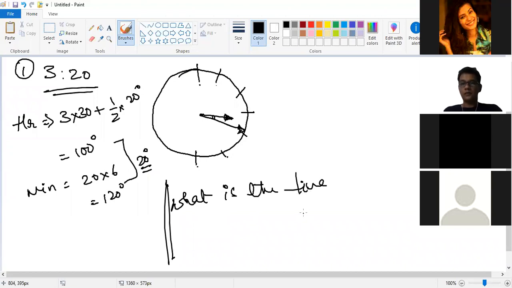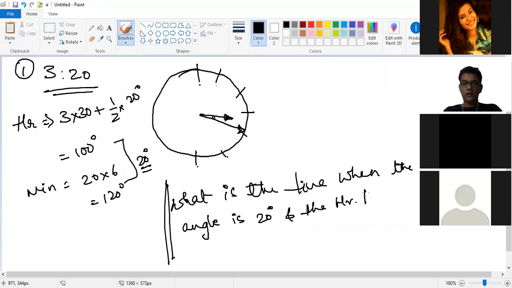I am writing this down only because the internet connectivity may make you lose certain notes. That's why I'm writing this information down, so please don't mind the handwriting. What is the time when the angle is 20 degrees and the hour hand is between 3 and 4? So the question can come like this. What is the time when the angle is 20 degrees and the hour hand is between 3 and 4?